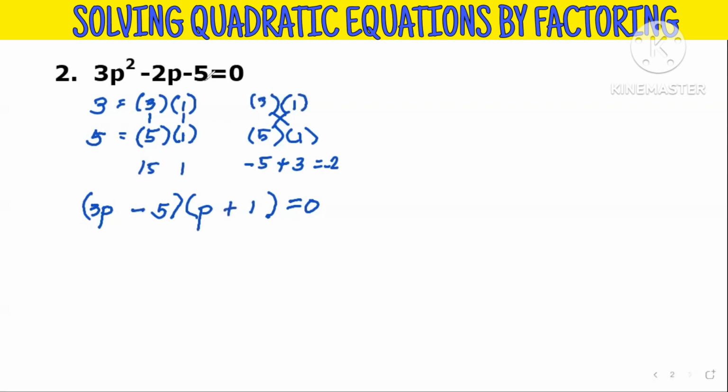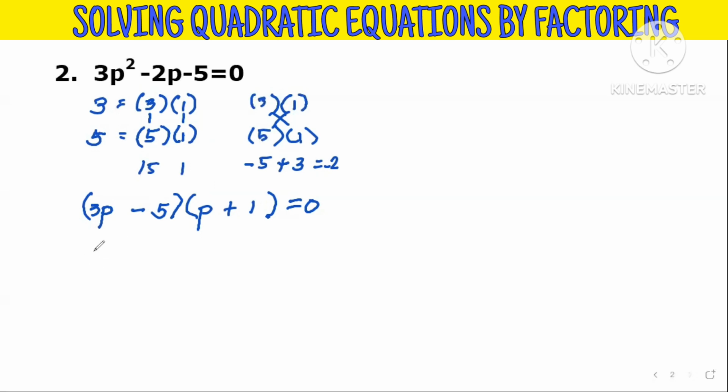Oh, no. And we expect them to be different in signs, no? Because ang last term natin ay negative 5. Dapat magkaiba sila ng sign talaga. 1 negative and 1 positive, no? At nilagay natin yung negative kay 5 para maging negative 2 yung ating middle term because negative 5p plus 3p will give us negative 2p.